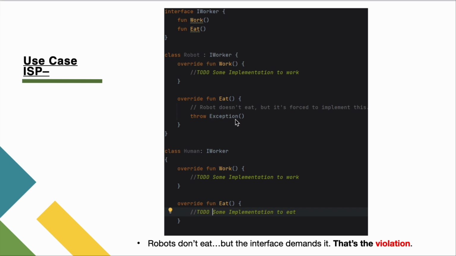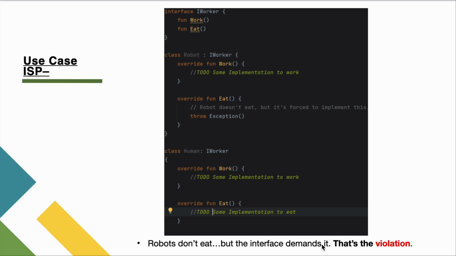As I mentioned earlier, similar to the other callbacks, it has to implement something, which is like forcing the robot: hey robot, please eat. I know you don't eat, but you have to eat because that is what I want you to do. At the same time, I create another class called Human, which overrides these two functions again by implementing IWorker, and it will execute very normally, because the human will work, the human will eat. That makes sense. So robots don't eat, but the interface demands it, so that is the violation.